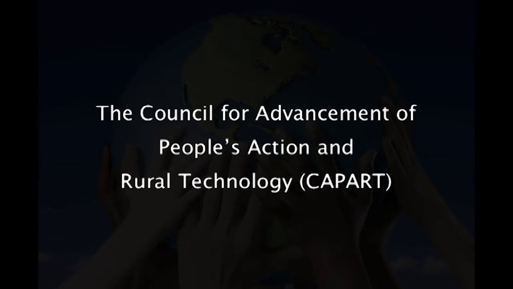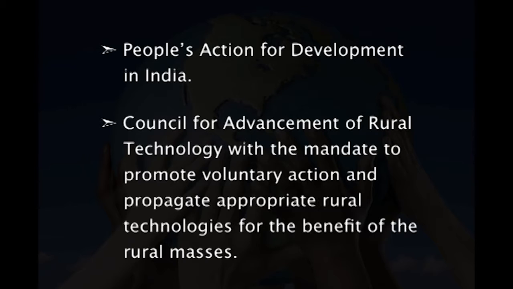The Council for Advancement of People's Action and Rural Technology. This was set up as a pioneer organization in September 1986 as a supporting and funding agency for the voluntary organizations by merging two organizations, namely People's Action for Development in India and Council for Advancement of Rural Technology, with the mandate to promote voluntary action and propagate appropriate rural technologies for the benefit of the rural masses.